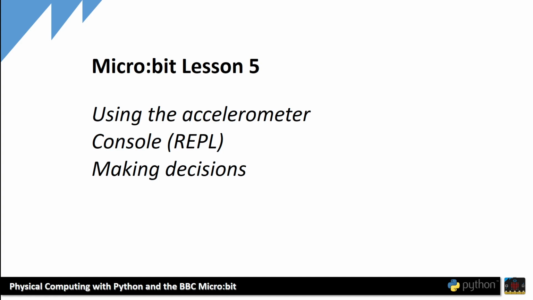Using a similar technique as we did in the previous lesson, we're going to use the console to explore the values that are returned from the accelerometer. We need to do this so that we can appreciate what values we need to use as part of decisions, in order to dictate the outcome that happens depending on whether the microbit is tilted forward or left and right. So let's get to it.